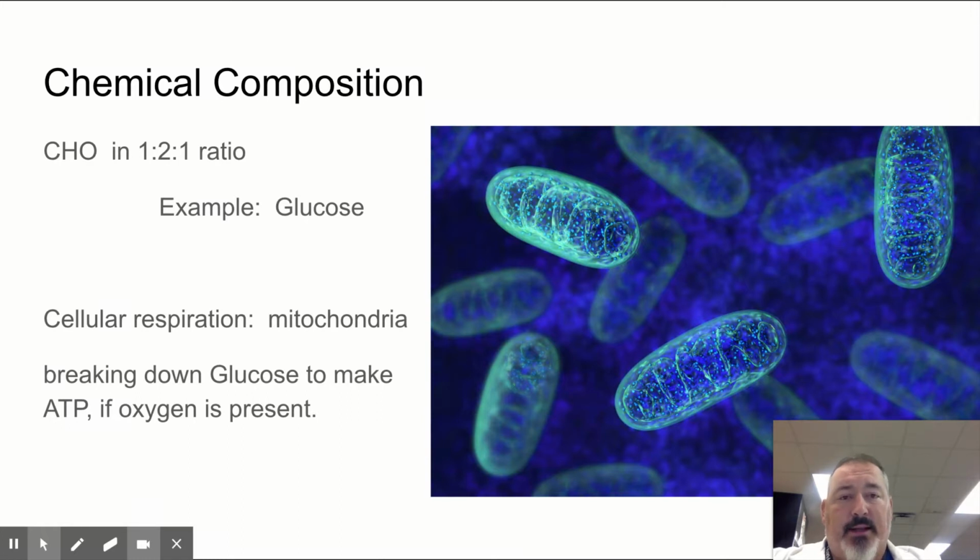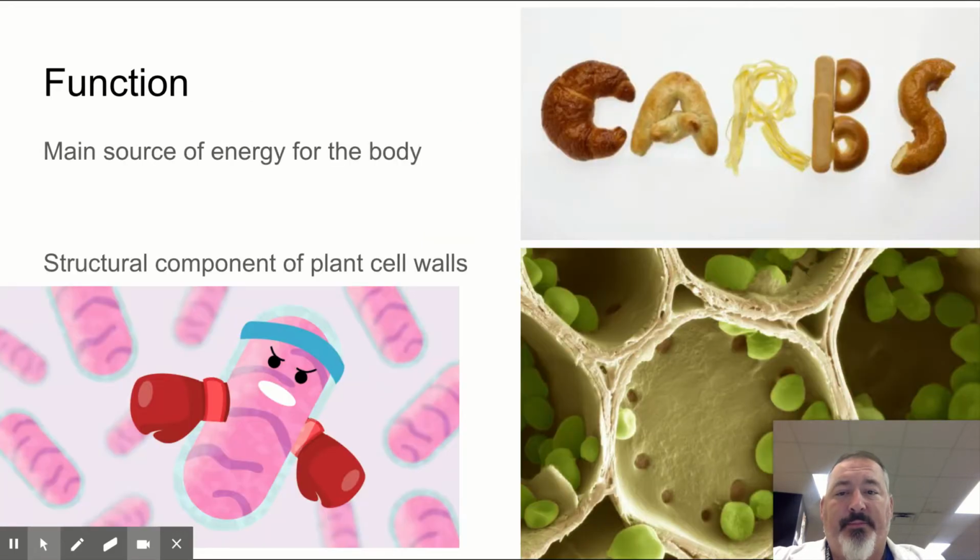If you remember, in cells, we have organelles. One of those organelles is the mitochondria. The mitochondria will go through a process called cellular respiration. If there's oxygen present, that's going to break down glucose. So its main role is to break down glucose to make ATP. ATP is the energy that we run life on. And so one of the major roles, the main purpose of carbohydrates, is for supplying energy. They're the main energy source for life.